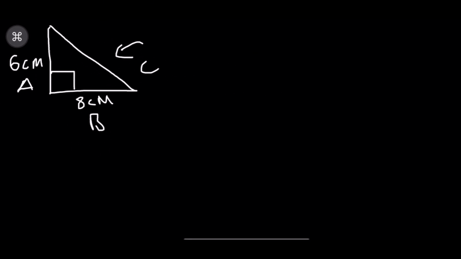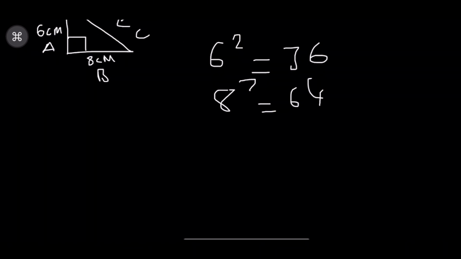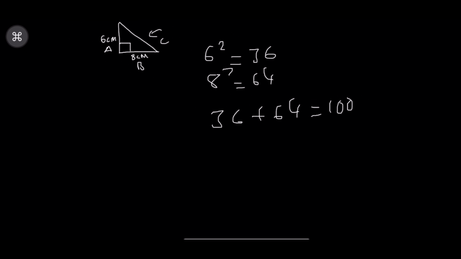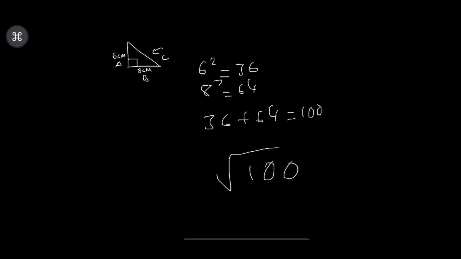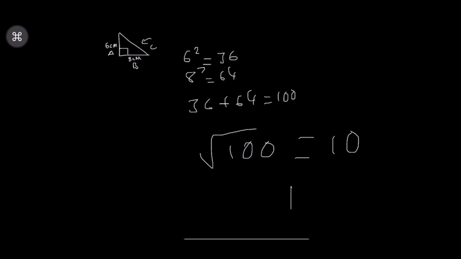Step 1. Square the two shorter sides. So do 6 squared, which is 36, and 8 squared, which is 64. Step 2 is add them together. So we'll do 36 plus 64, which equals 100. And step 3 is square root the total to find the hypotenuse. So we do the square root of 100, which is 10, which means the missing side of the right-angled triangle is 10 centimetres.